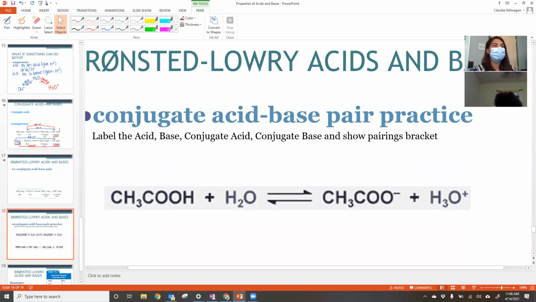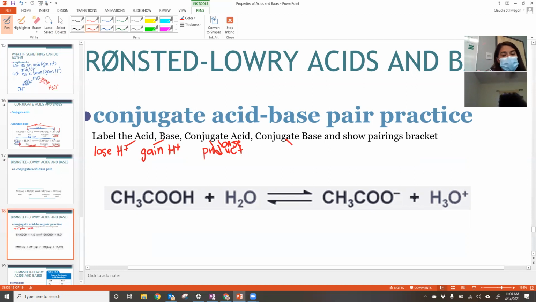Okay, so when we think about an exercise like this, it can be helpful to break down those terms again. So reminding you that acids are going to lose hydrogen. Bases are going to gain hydrogen. Conjugate acid is a product, or a base product, I guess we could say. And our conjugate base is our acid product.